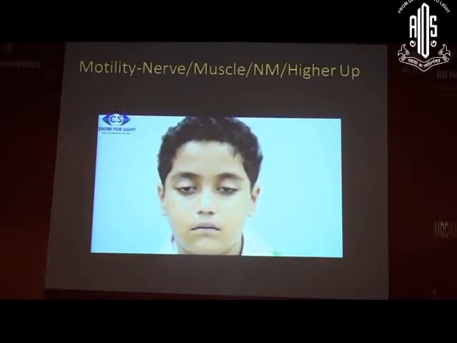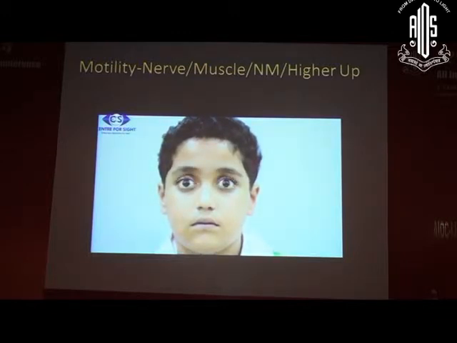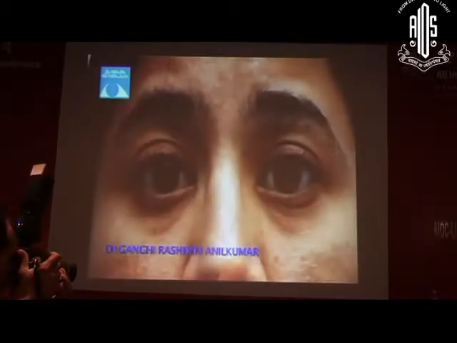So if you see a patient who has a complete movement restriction, it could be nerve, muscle, neuromuscular junction, or supranuclear centers. Nerve is less likely because such an extensive lesion causing abolition of function of all nerves is less likely. The differentials in this patient were maybe an acute onset of myasthenia gravis, which can be seen in children, or a supranuclear center problem, or a variant of Miller Fisher syndrome. The patient turned out to have myasthenia gravis.